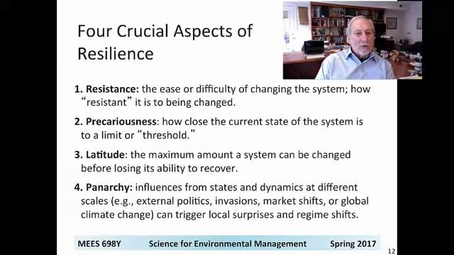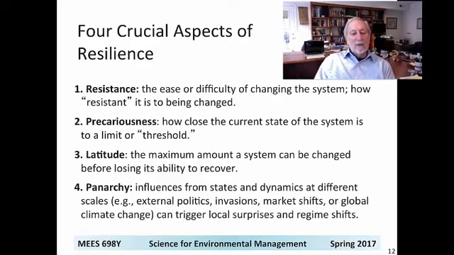So the four critical aspects of resilience: the difficulty, how difficult it is to change the system. It's hard to make it different by an external force or pressure. How precarious is it, with respect to whether it is near a limit or a threshold that could be kicked over and out of? Does it have a wide latitude, the amount a system can be changed before losing its ability to recover? Are those valleys that I painted in that simple diagram very broad, or are they very narrow?